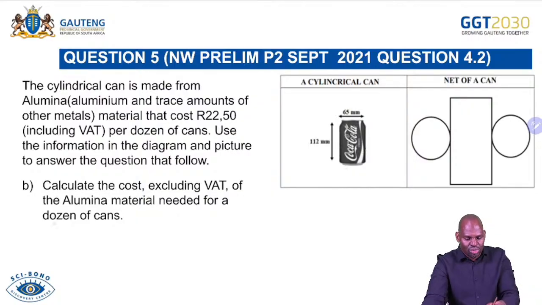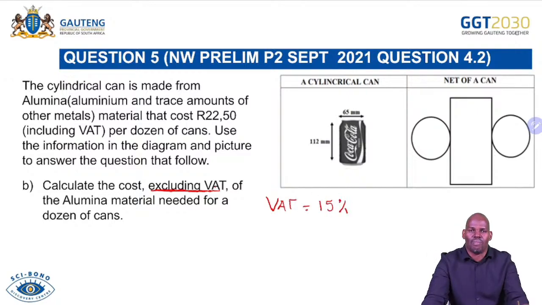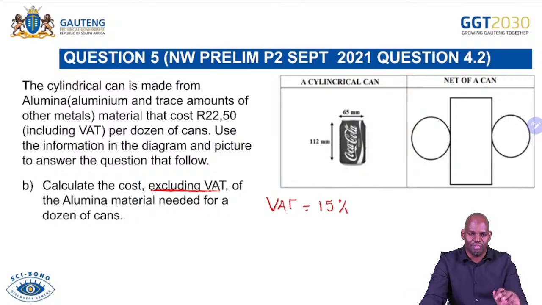Okay, so for this one, they say excluding VAT. Now remember our VAT rate. The VAT rate is 15%. Remember, always, the VAT rate is 15%. Now it's very important to know, boys and girls, that whenever you're given any value, what do they mean when they say it's including VAT? What do they mean when they say it's excluding VAT?